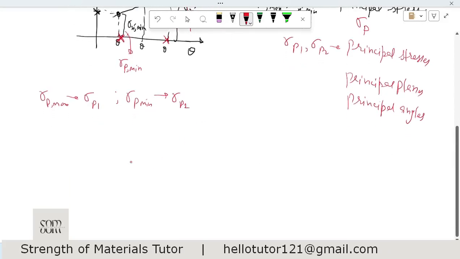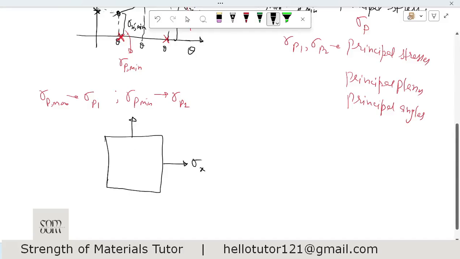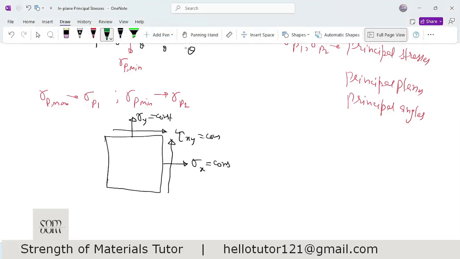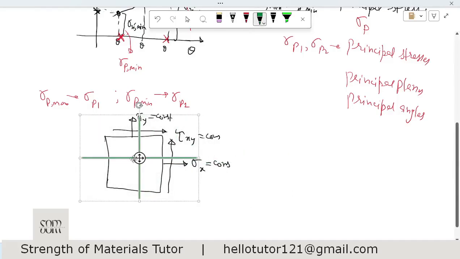Okay, so in summary, if I summarize this, what I mean to say is if we have a body, and this sigma x, sigma y, they are constants. So this is a constant, this is also a constant. And this shear stress tau xy, if we also keep it as constant. Let me draw these first. So these stresses are with respect to this, for example. Let us say this is x-axis and this is y-axis.